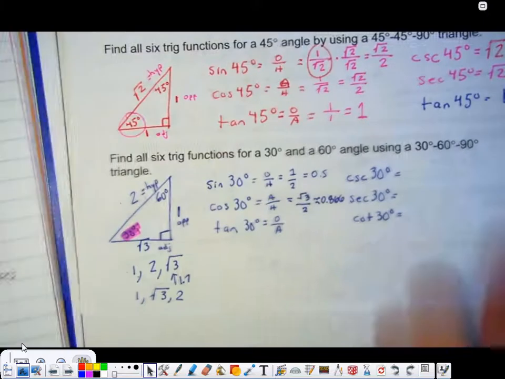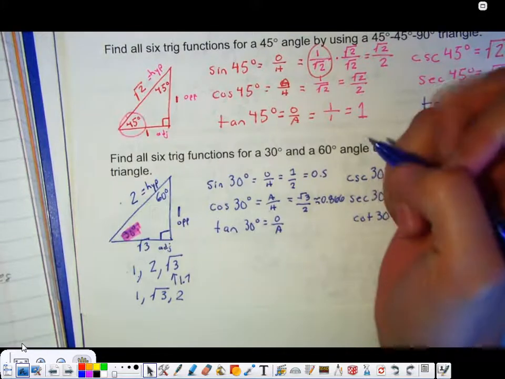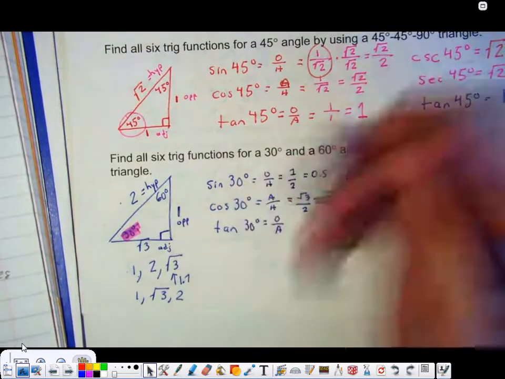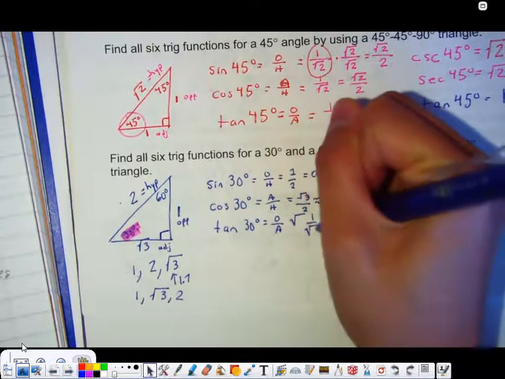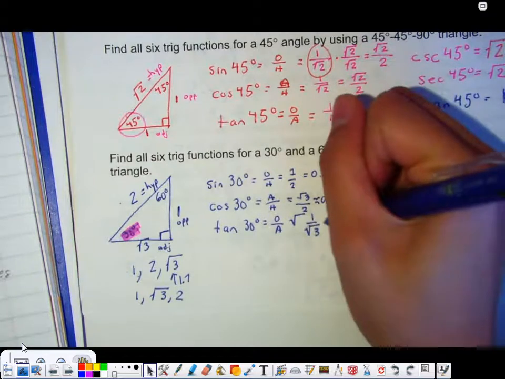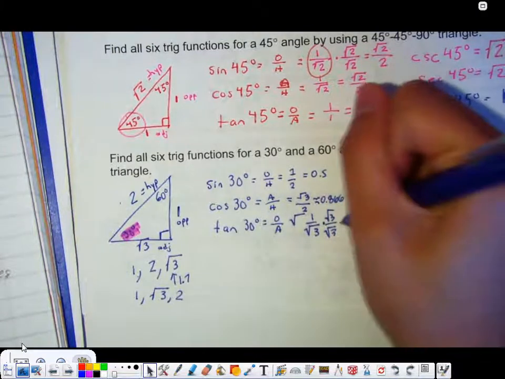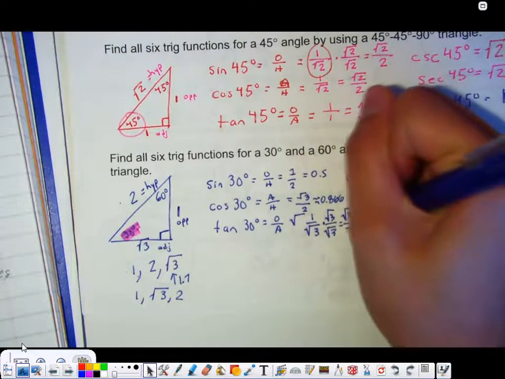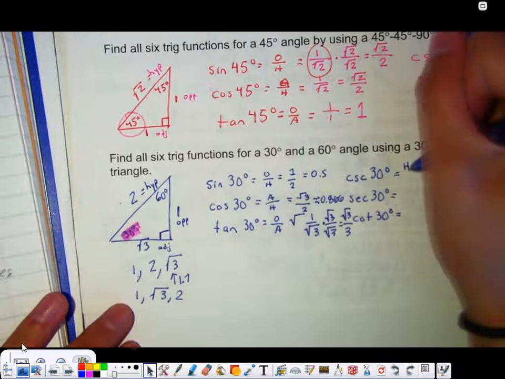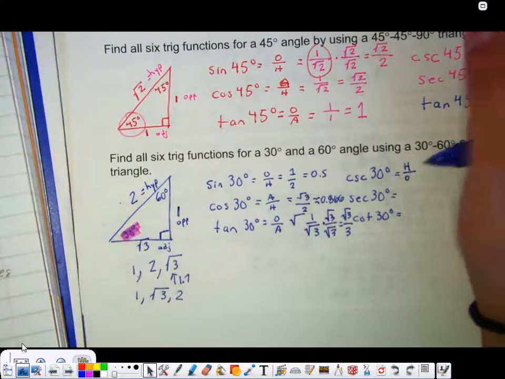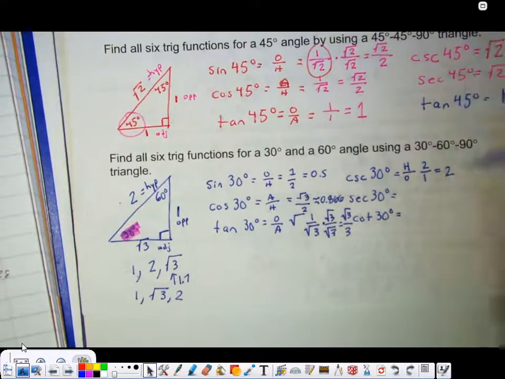So for tan 30, how do you do this? Opposite over adjacent. So that's 1 over the square root of 3. And since you can't have a square root in the denominator, you have to multiply it by square root of 3 over square root of 3. And that comes out to square root of 3 over 3. And then for cosecant, it's the reciprocal of sine, so it's hypotenuse over opposite. So that's 2 over 1, and that equals 2.